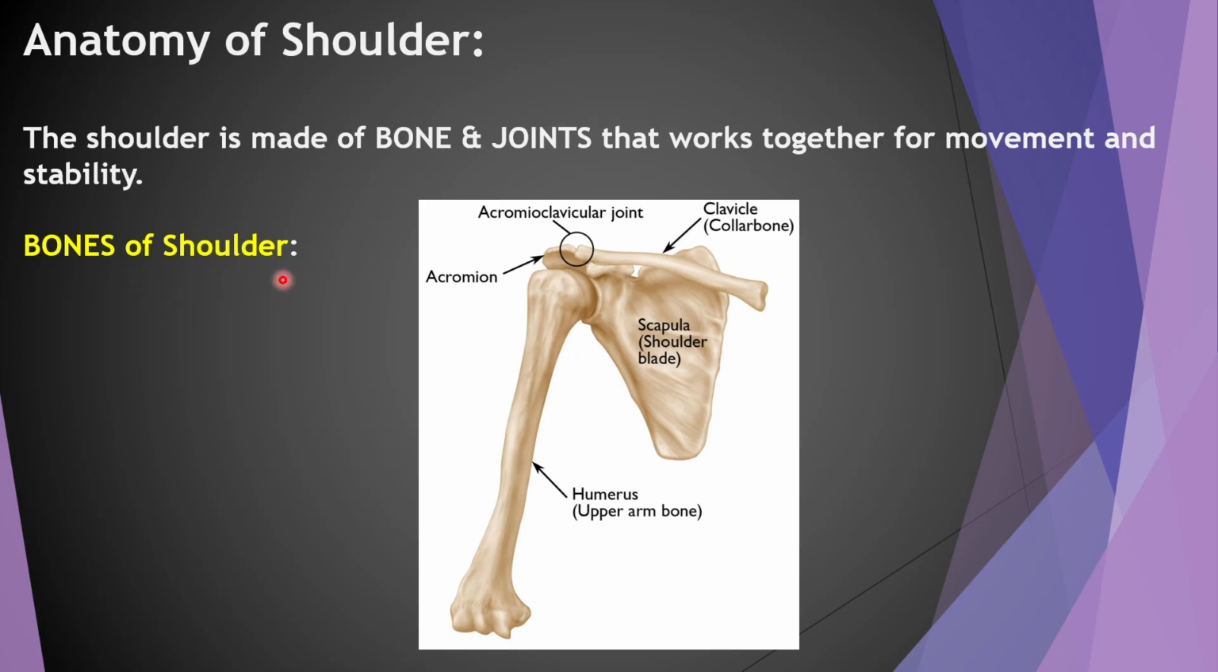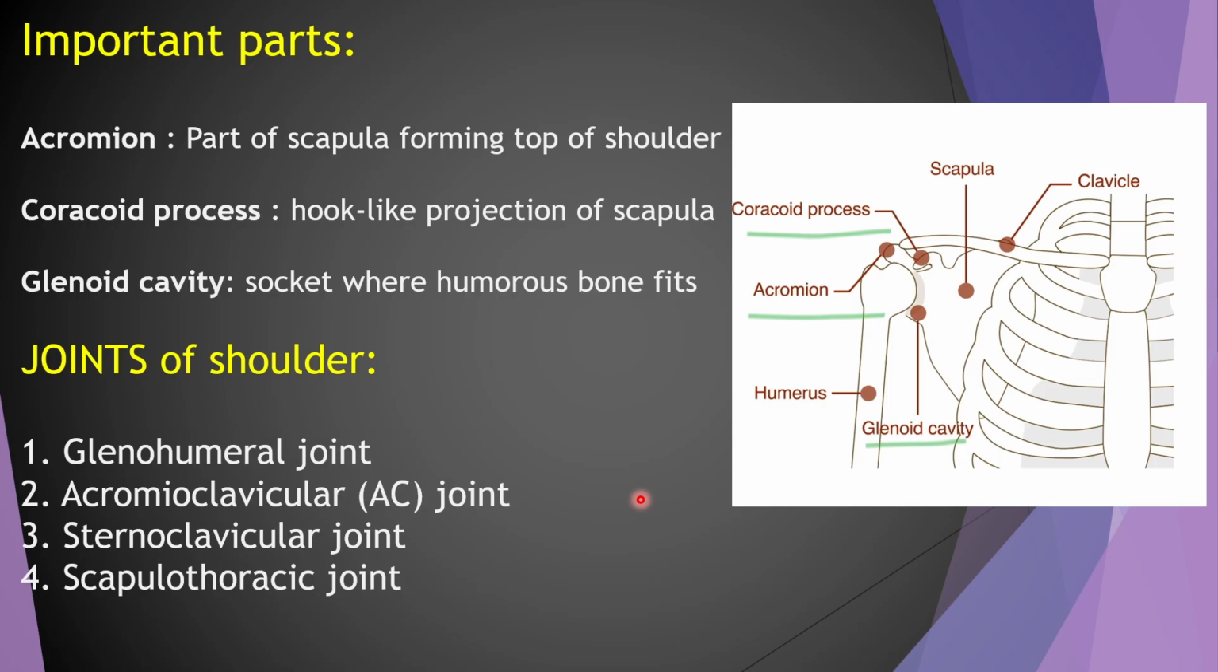So here are the bones of the shoulder. The shoulder is made up of bones and joints that work together for movement and stability. The three bones here: the clavicle, that is the collarbone, the scapula, that is the shoulder blade, and the third one, the humerus, that is the upper arm bone. Now, the important parts. The acromion. This one is the acromion. It is a part of the scapula, forming the top of the shoulder.